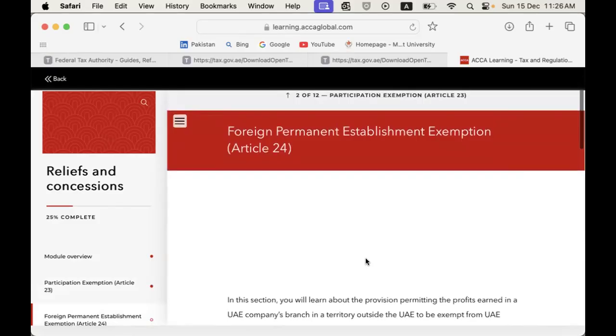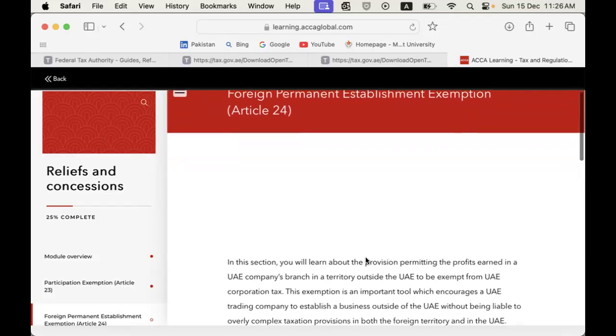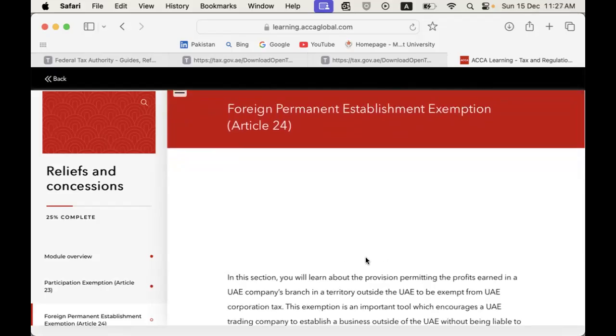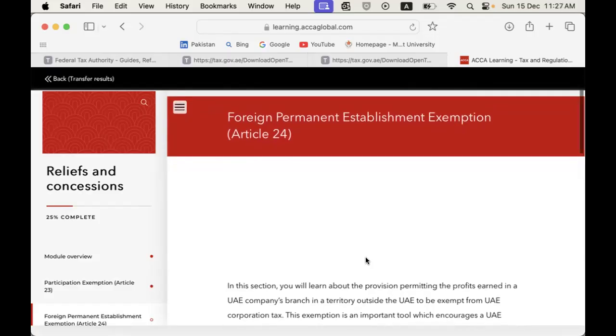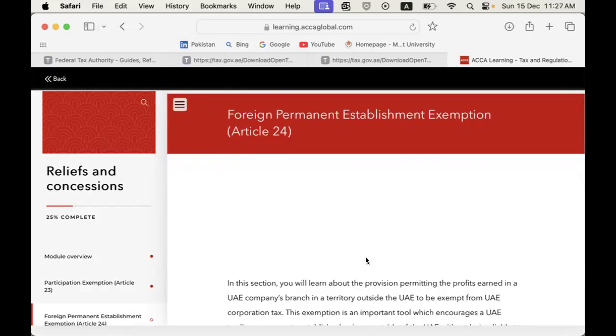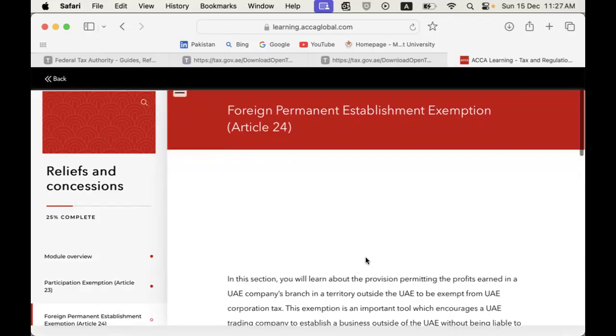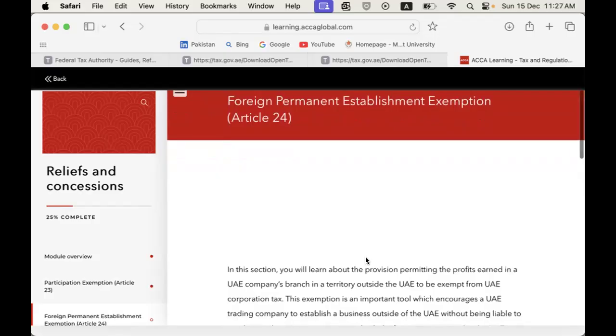So what we just studied, Article 23, if you ask me, in the entire corporate tax decree law, the most difficult wording was used in Article 23. Whenever you get a chance later on, open Article 23 and try to read it. It's relatively difficult language, but I tried to keep it simplified. If you ever face any further difficulties, more than welcome to WhatsApp me or get on a call with me. Okay, we are coming to the next thing, which is foreign permanent establishment.